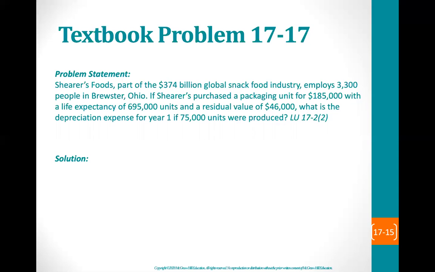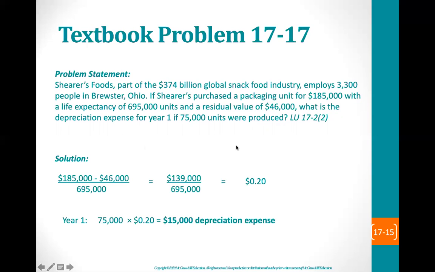Now, we need to calculate our depreciation per unit. So we take our cost of $185,000 less our residual value of $46,000 divided by our life expectancy to get a 20-cent depreciation per unit rate. So in the first year, if we produce 75,000 units and we want to depreciate at 20 cents a unit, our depreciation expense is therefore $15,000 in the first year.